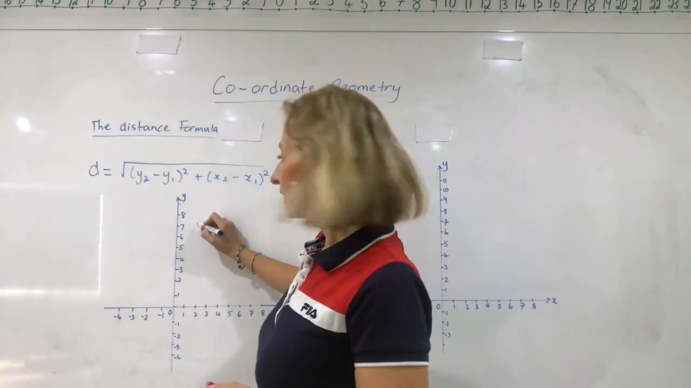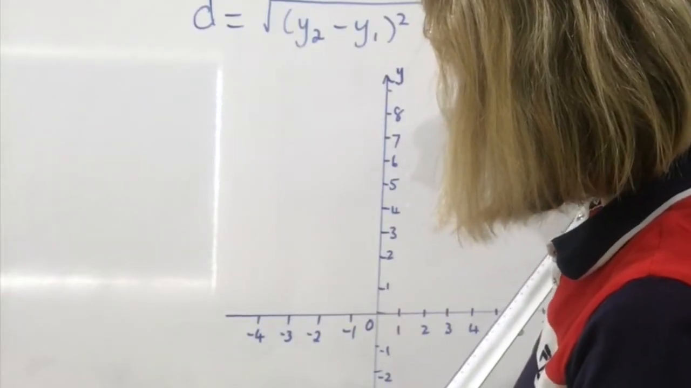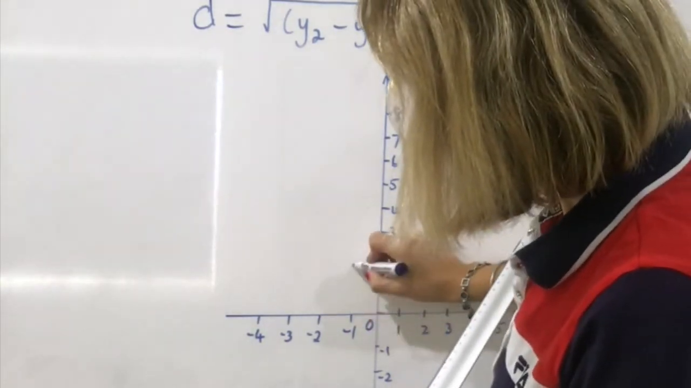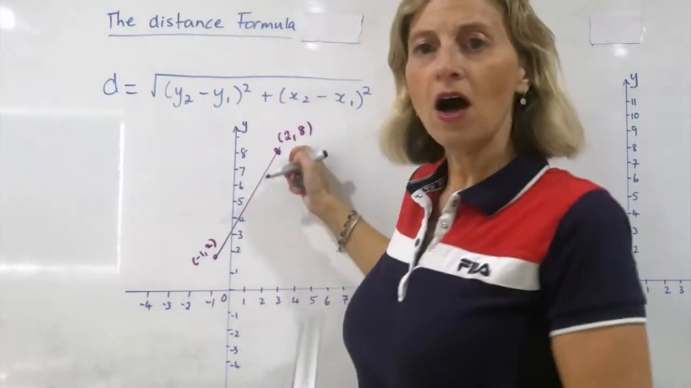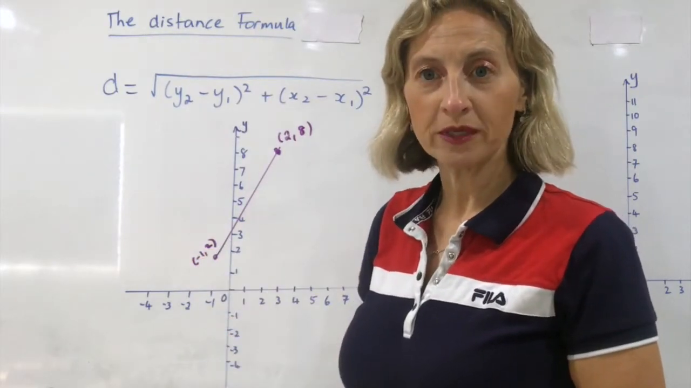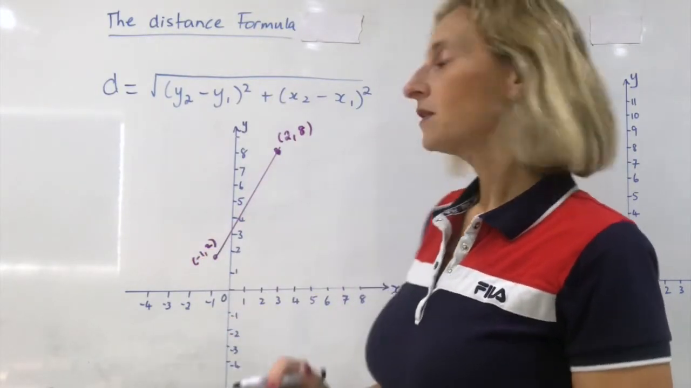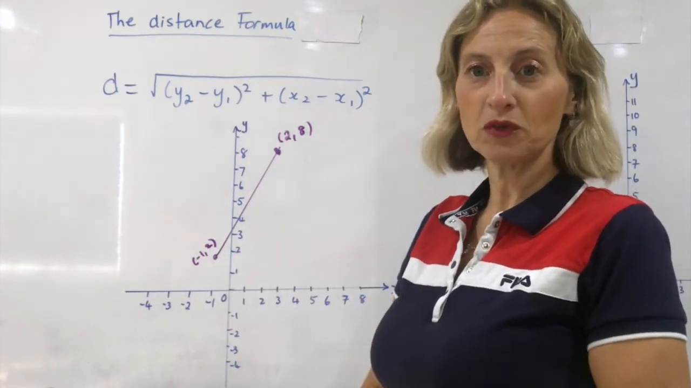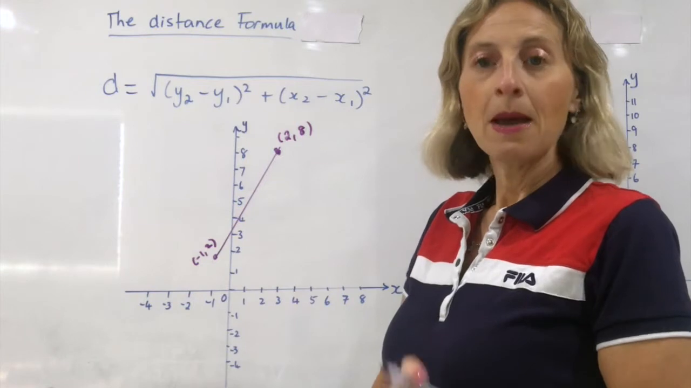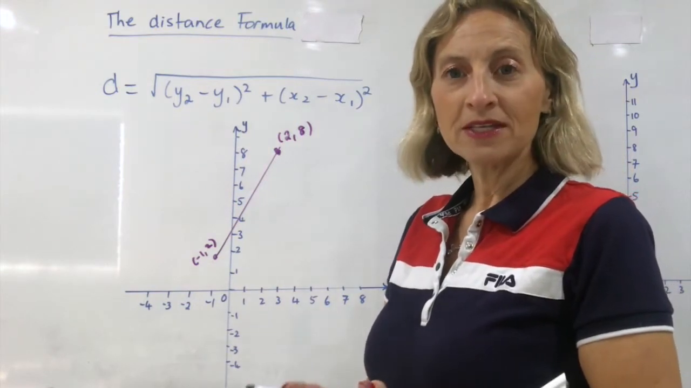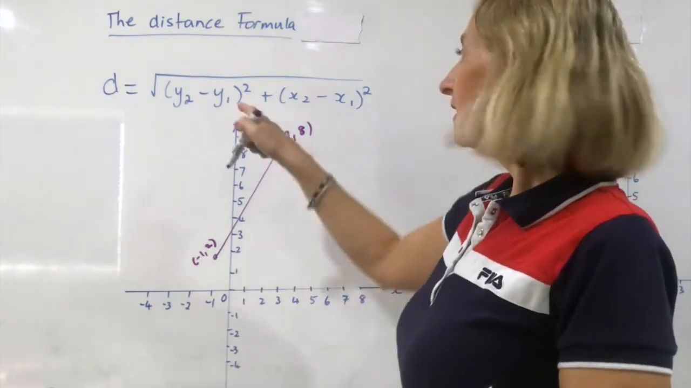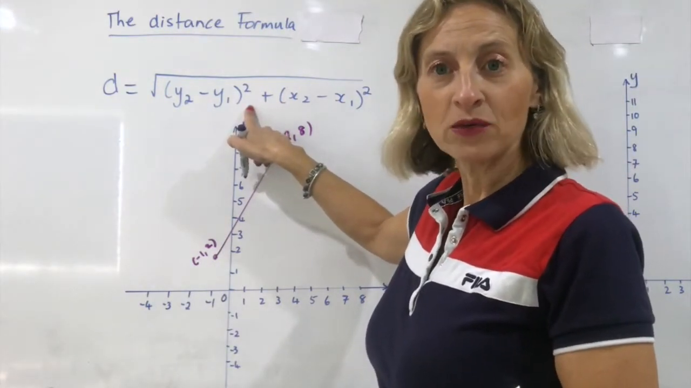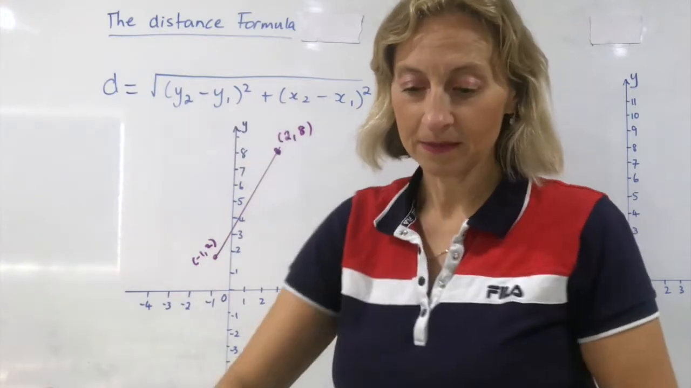If I have 2 points, (2, 8) and (-1, 2), I'd like to find the distance between these 2 points. Of course, I could label the 2 points x1, y1 and x2, y2, and I could just substitute them into the formula. But let's try to understand where the formula comes from, because it is a very complicated formula, and if we can figure out a way to remember it more easily, then that'd be great.